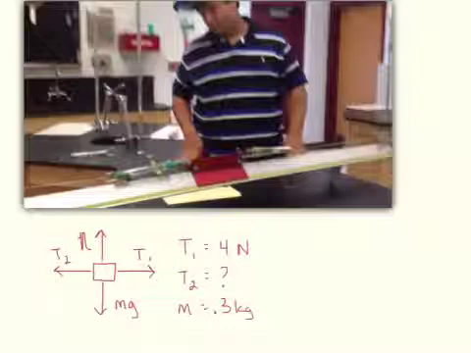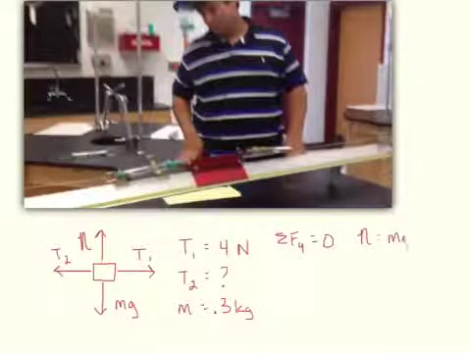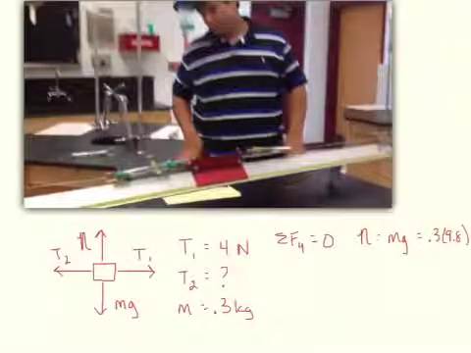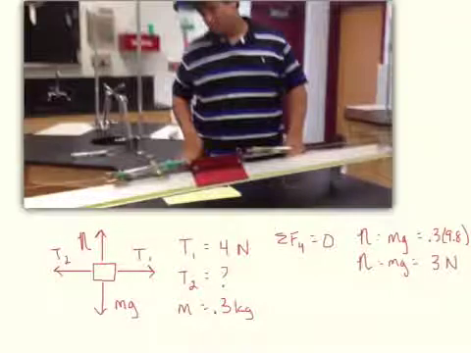So in this problem, we do have both vertical and horizontal forces. We know that the net force in the y direction has to equal 0, which means that N is going to have to equal mg. And both of those would just be 0.3 times 9.8. So it turns out that both the normal and the weight for this problem are going to be about 3 newtons. If we just make that 9.8 a 10, it comes out to 3 newtons. But the question was, what is T2?